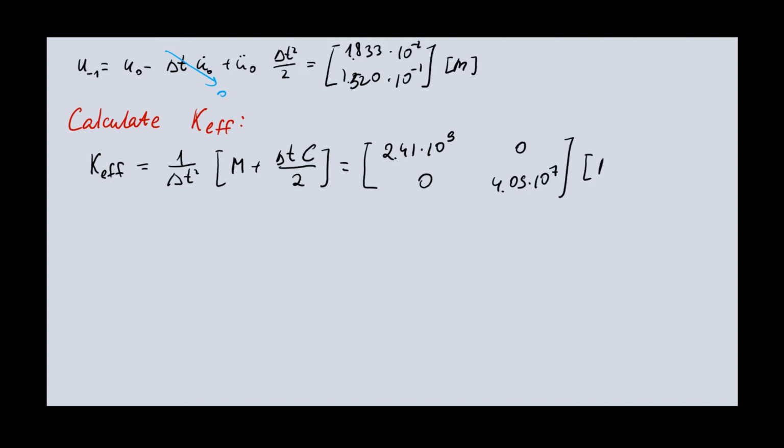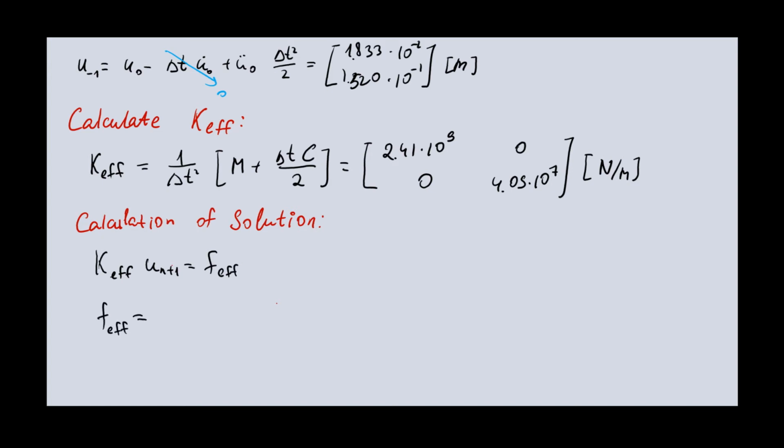With units newtons per meter. Now we start with the calculation of solution, where the displacement at step n+1 can be found from this equation, and the expression for F effective is given as the following. So F external is the external load. The subscript defines here the time step.